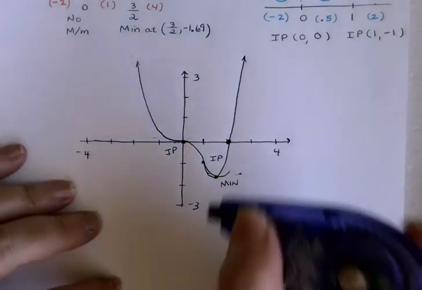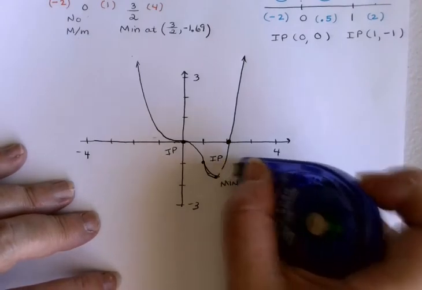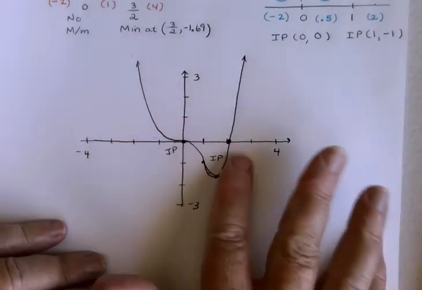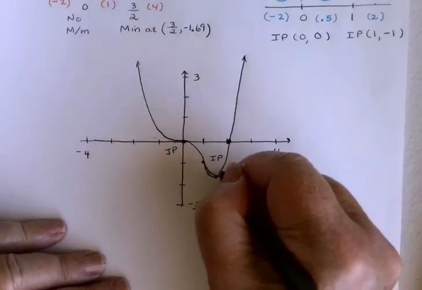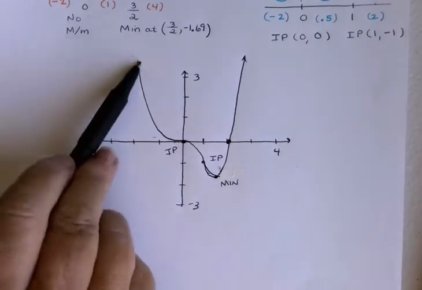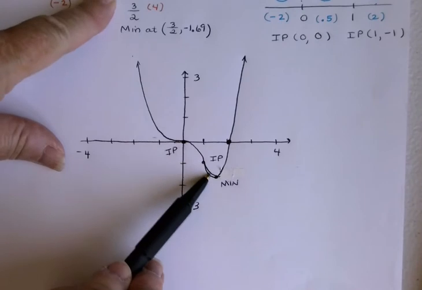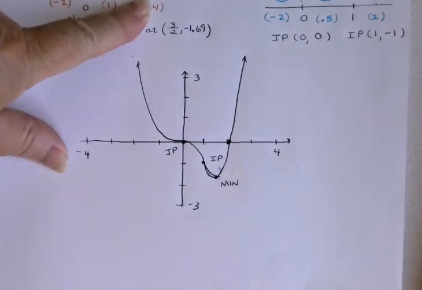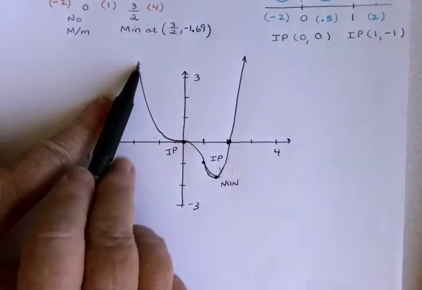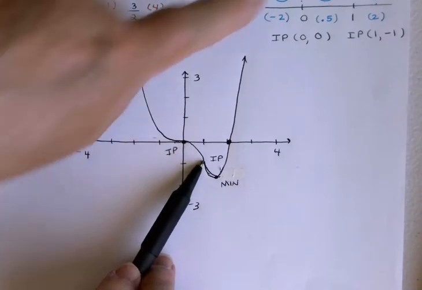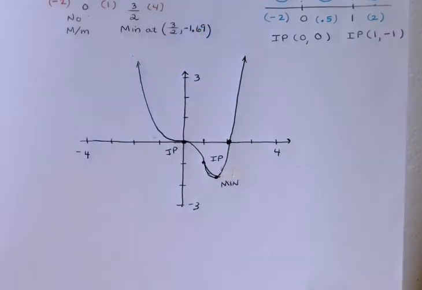There we go. That's a little bit better. So there's my picture. Again, double checking, decreasing all the way to the minimum, and then increasing. Concave up to the first inflection point, concave down to the second, and then concave up for the rest of it. So that should be a pretty decent graph of what that function is going to look like.